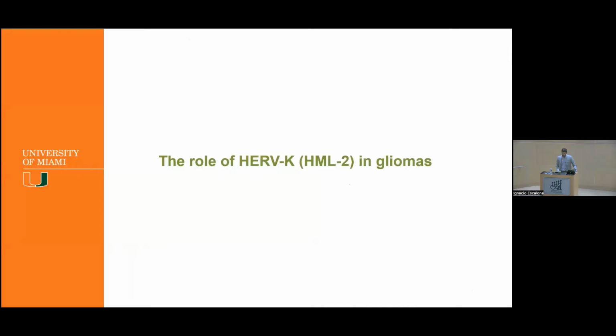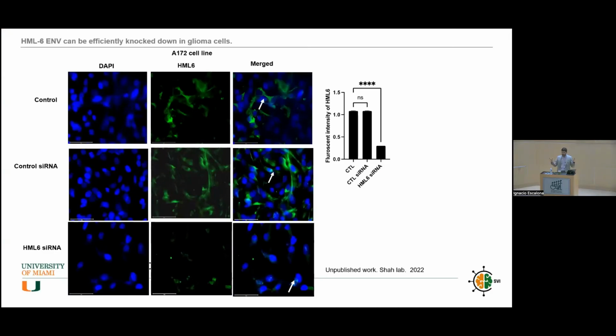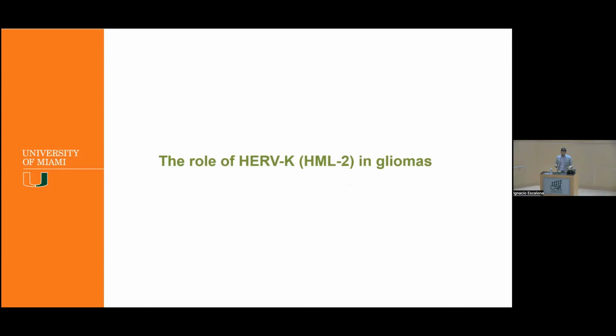So then I'm going to switch gears now from HML6, which is a newer, novel retroviral element, to HML2, which is the more known, more published retroviral element that's in gliomas. HML2 is widely expressed in breast cancer and leukemia cell lines, as I mentioned, but in gliomas, really nothing has been written.